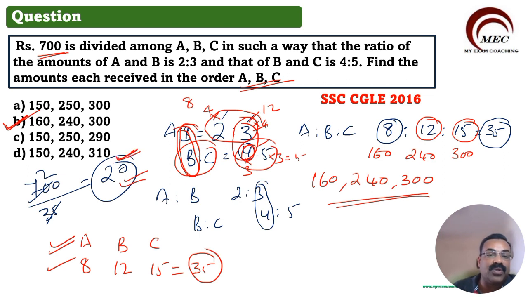Now multiply this 20 with 8, you will get A's share. Multiply this 20 with 12, you will get B's share. And multiply this 20 with 15, you will get C's share. According to the question, whatever we need to find out, A or B or C or all the three, accordingly you can find out and mark the correct option. So this way you can easily calculate this type of questions.